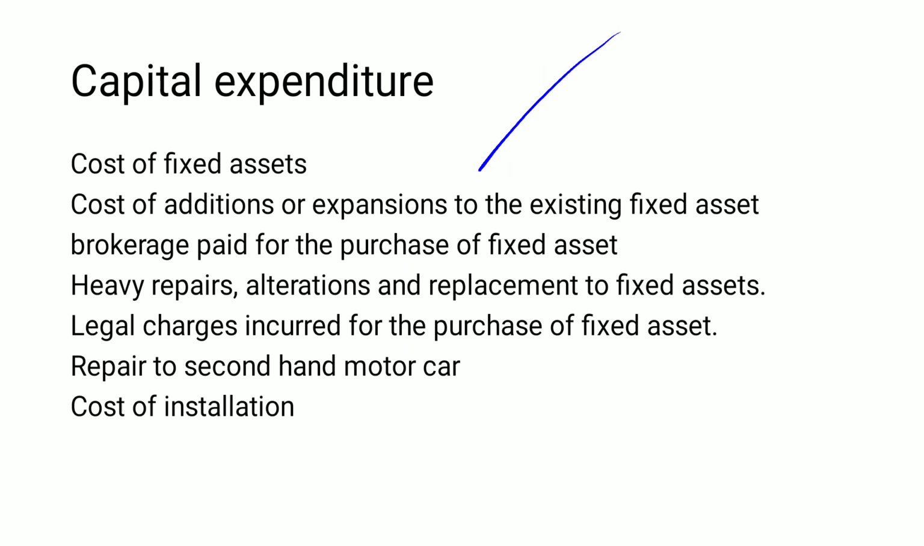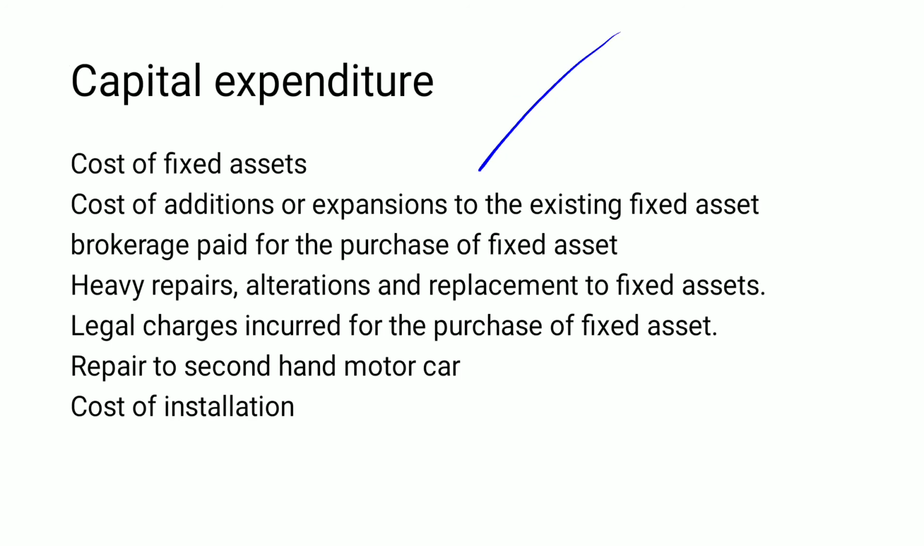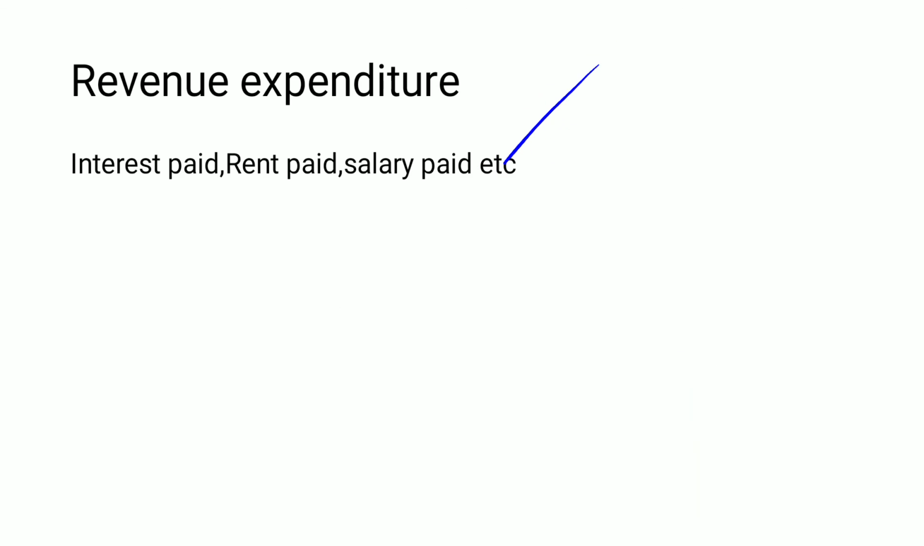Capital expenditure is similar to capital receipt. Okay, these are all recorded in the balance sheet itself. This is a huge amount, but revenue expenditures are small amounts: interest paid, rent paid, salary paid. Whenever such expenditure is done, the benefits are within the year. Then that is treated as revenue expenditure.